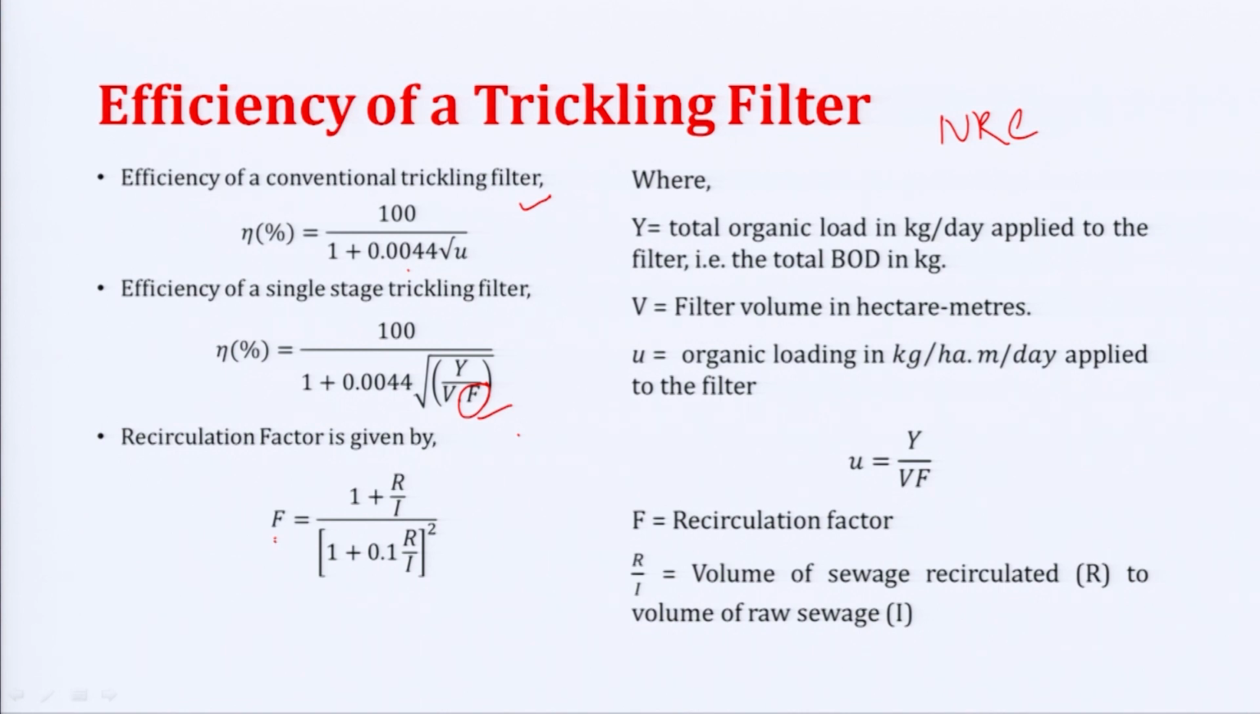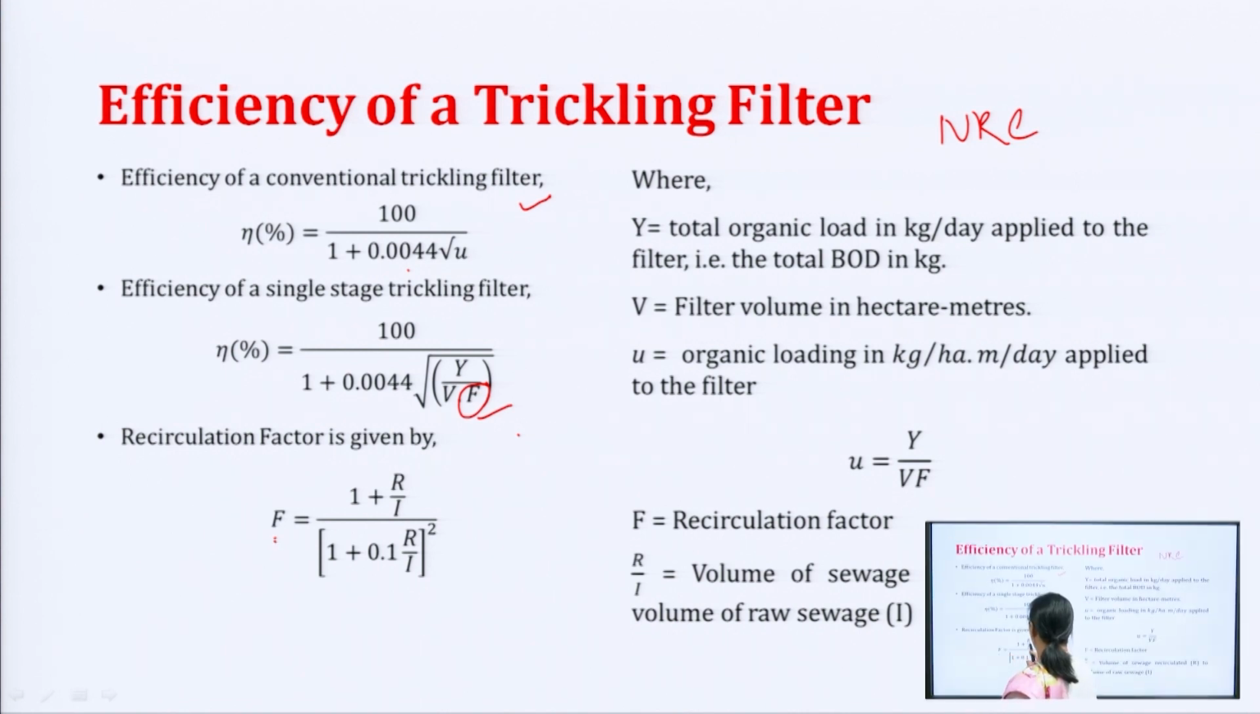So, what is the recirculation factor? F equals 1 plus R by I, divided by 1 plus 0.1 R by I, whole squared. You have to remember this formula and this formula.